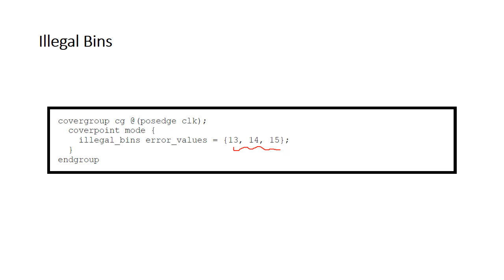Next is illegal bins. For illegal bins, we can mark certain values as illegal. For example, 13, 14, 15 will be illegal in this case, causing an error if they are encountered anywhere during the simulation time. This helps us to catch unexpected or erroneous behavior in a given logic. So here illegal bins error values are represented for 13, 14 as well as 15.